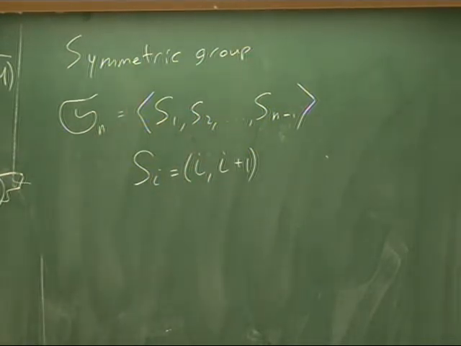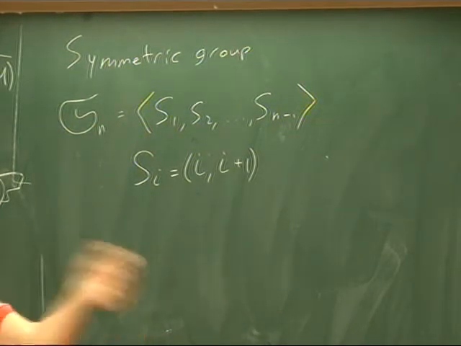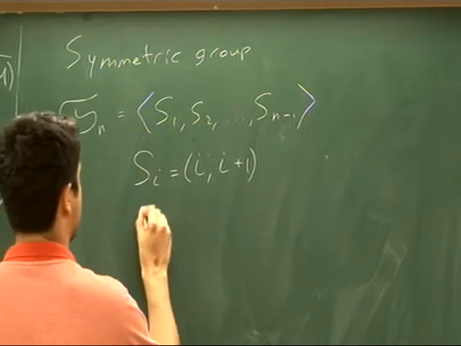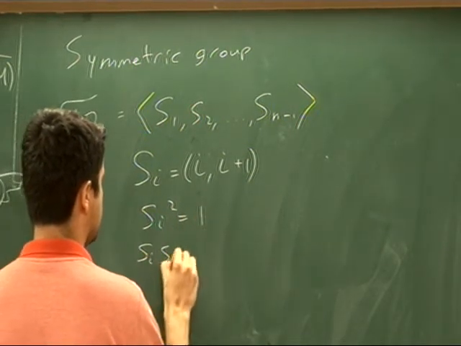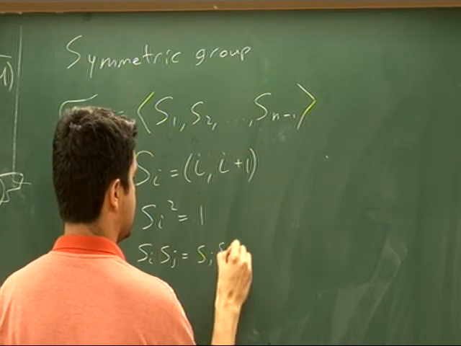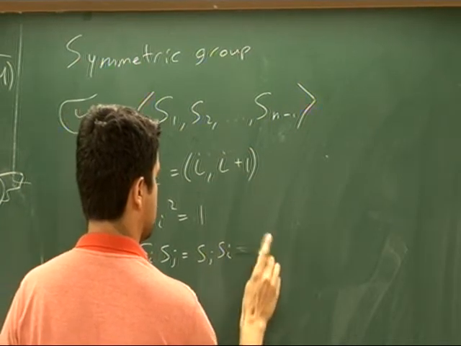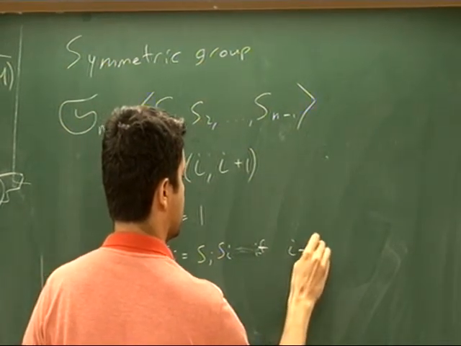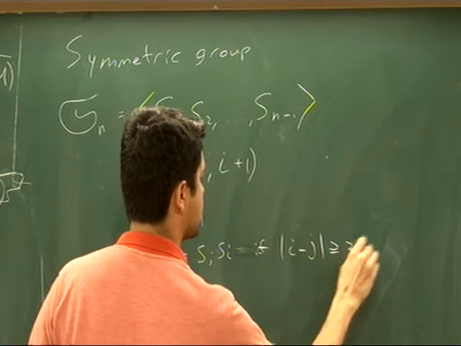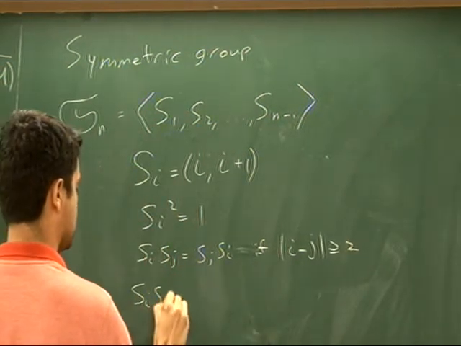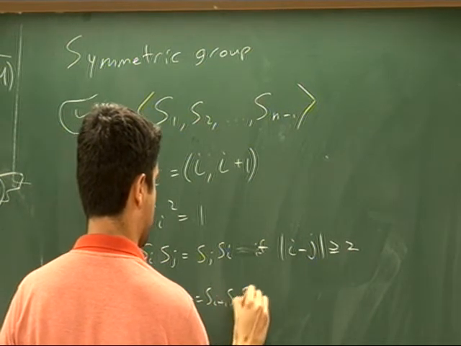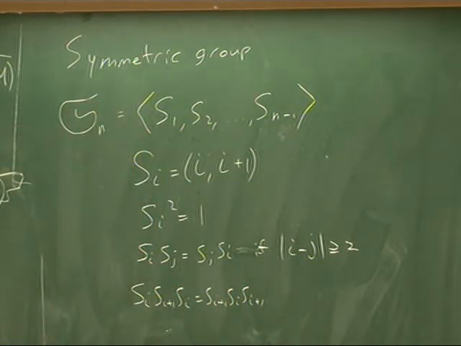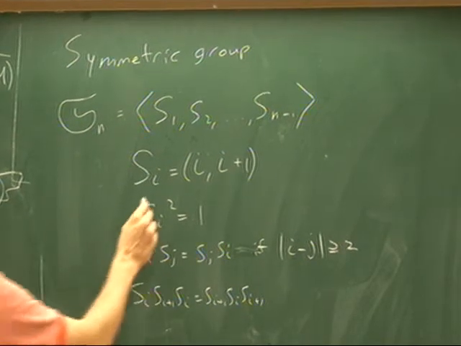The relations: if I square this generator, I get the same thing as if I did nothing, because if I swap two things and swap them back, it's like nothing happened. So Si squared equals 1. Si Sj equals Sj Si if i and j are far apart, and then the braid relation. This defines the symmetric group.